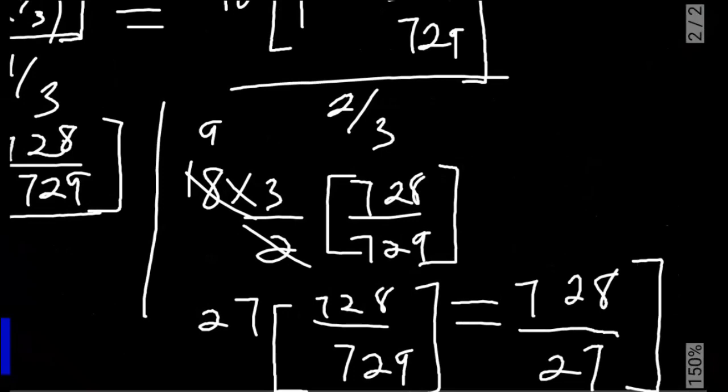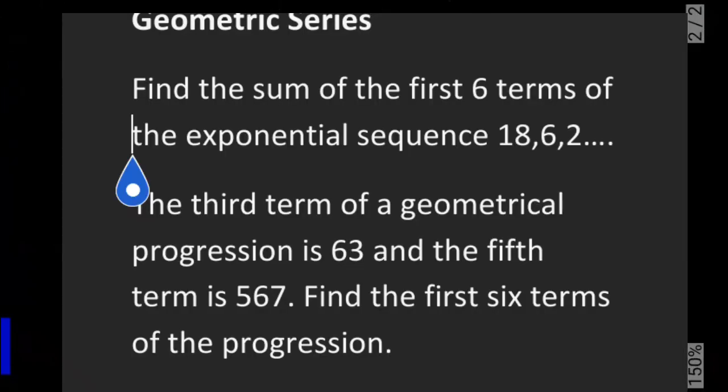Let's step this up a little bit. This question says the third term of a geometric progression is 63 and the fifth term is 567. Find the sum of the first six terms of the progression. Here also we're not given the first term or the common ratio. We have to get that by ourselves. You should have an idea of finding the nth term of a geometric progression before now. The link to that will be in the description below.